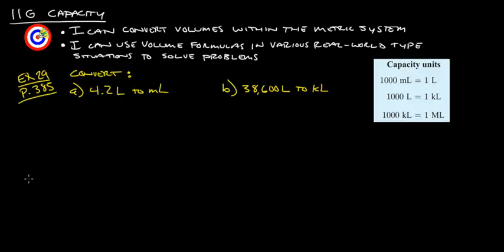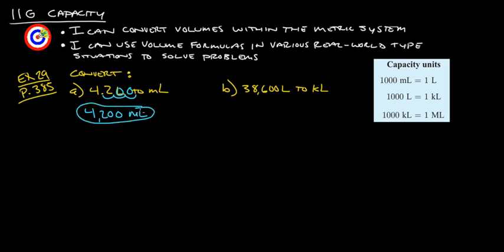Alright, so let's jump straight into the first example, which is from example 29, page 385. We're going to convert 4.2 liters to milliliters. Now, they do actually have a little capacity units over here, but really it's liters to milliliters. 1 liter is 1,000 milliliters, so we basically take this decimal place and move it over 1, 2, 3 spots. So it should be 4,200, because these are both going to turn into zeros, milliliters.